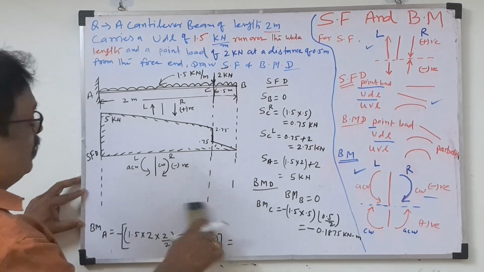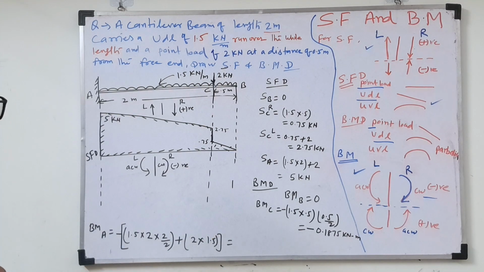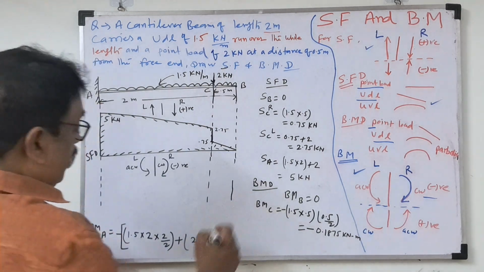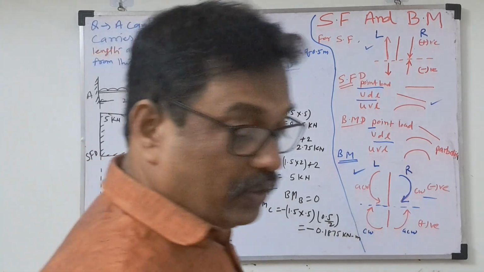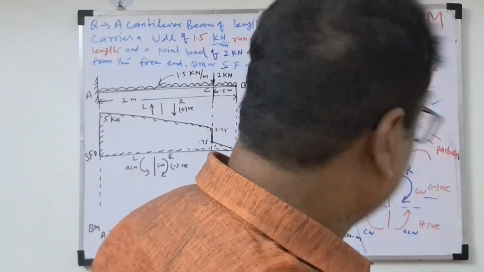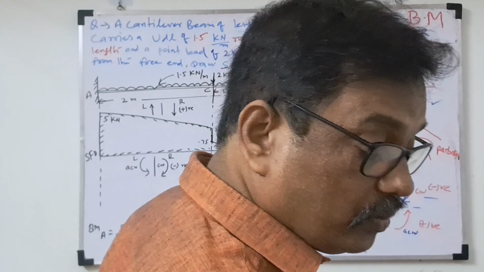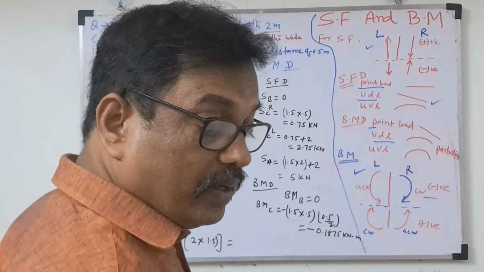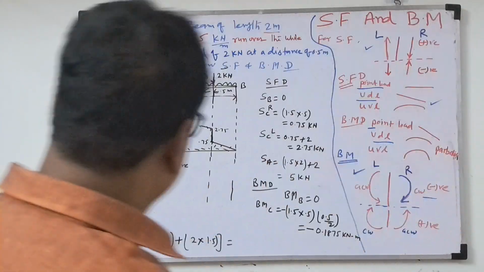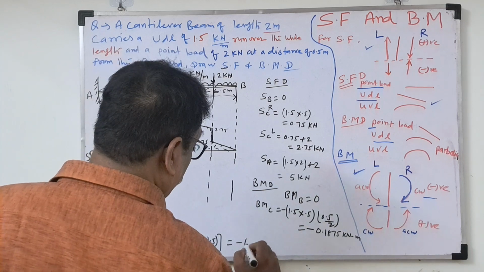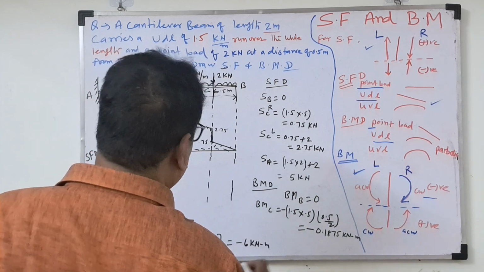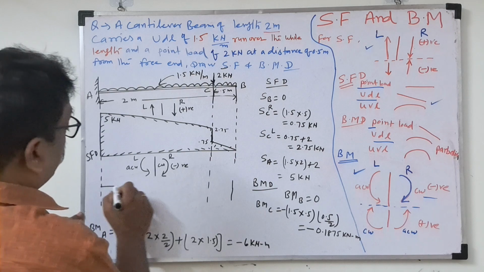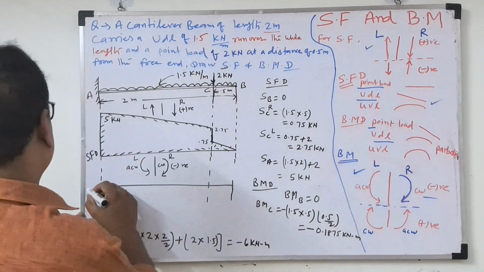Okay, we have already discussed support reactions a lot of times. Now what is the calculation coming for this? 2 into 1.5 coming, minus 6 kilonewton meter. This answer is coming. Now draw the shear force and bending moment diagram.